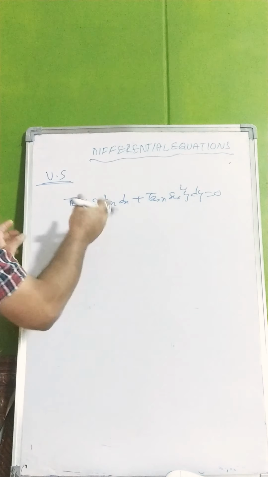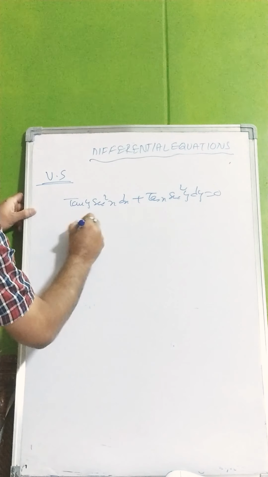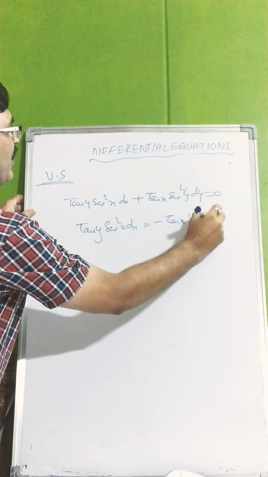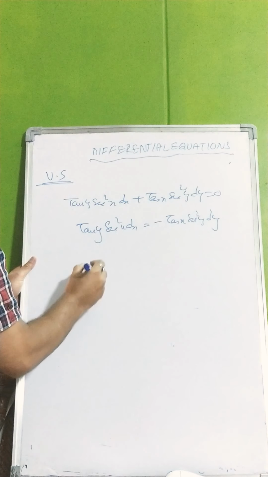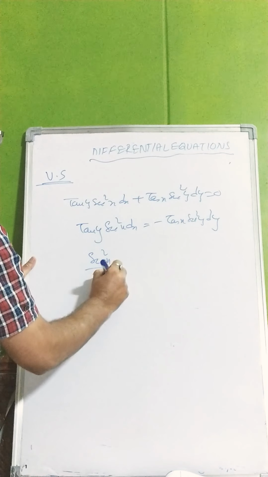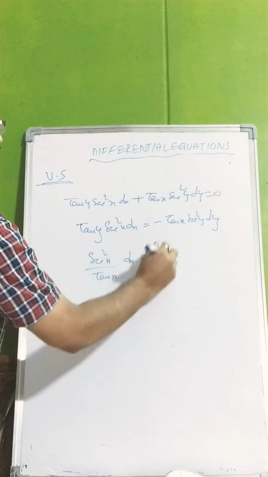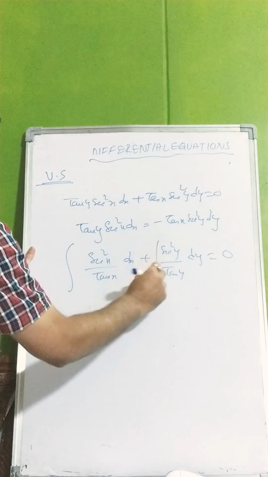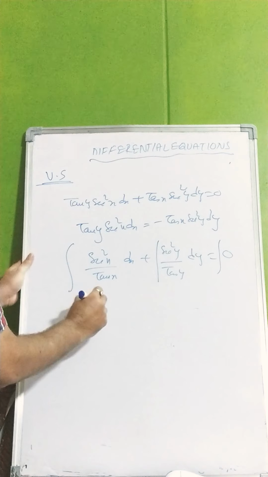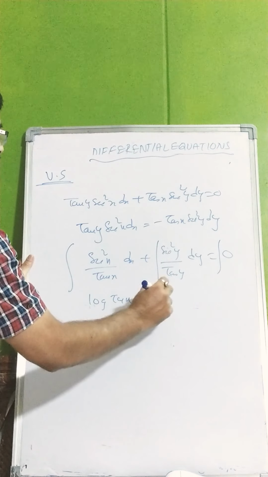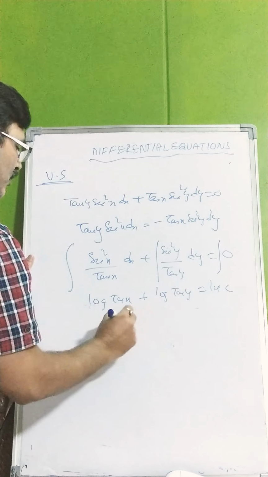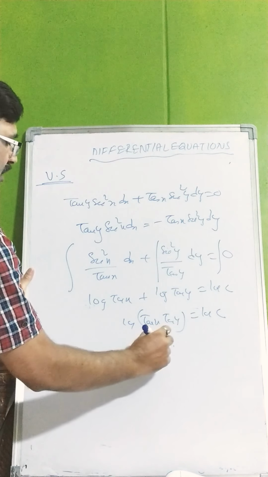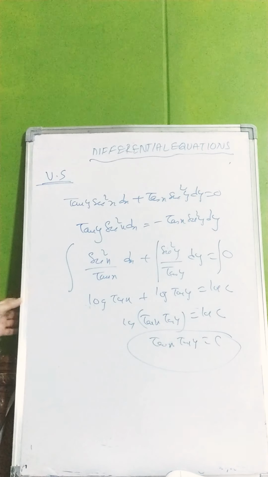I'll introduce more later, after completing all the methods. So now tan y secant square x dx minus tan x secant square y dy, I'm taking that side. I got it like this. Now you see here secant square x by tan x dx plus secant square y by tan y dy, after rearranging we will get like this. Now you integrate. After integrating, the derivative of this one is here, that's why directly log tan x you can write, and log tan y, and you can say log c also. So tan x tan y is equal to c is your answer.